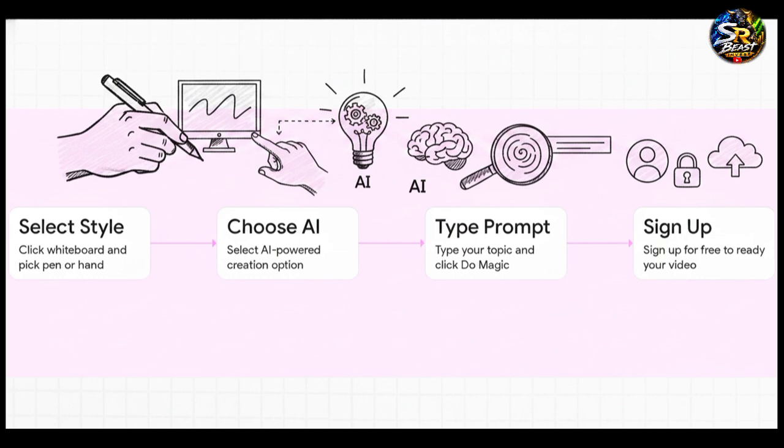Once you pick your style, you bypass all the standard ready-made templates and select AI-powered creation. Now here is where it gets really fascinating. You simply type in a prompt, for example, create an informative video about how to make whiteboard animation videos, and then you click the Do Magic button. After a quick free sign-up, the AI goes to work and generates the entire structure for you.